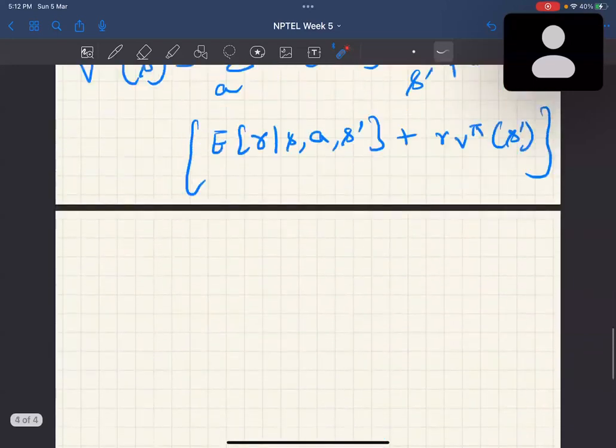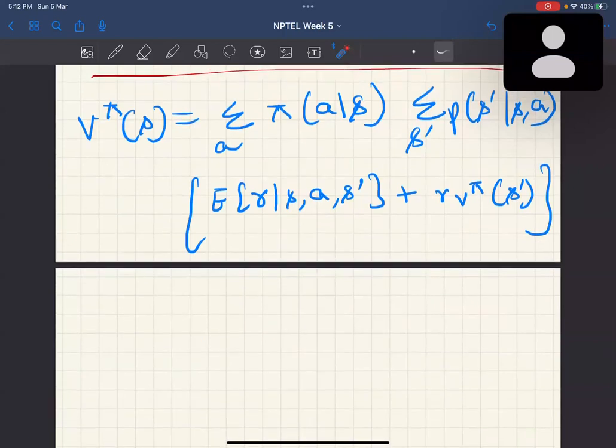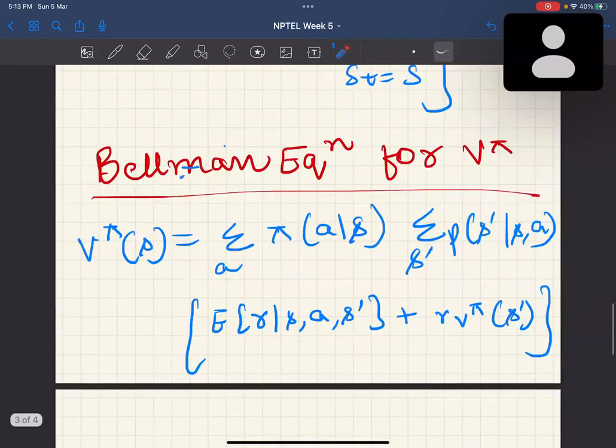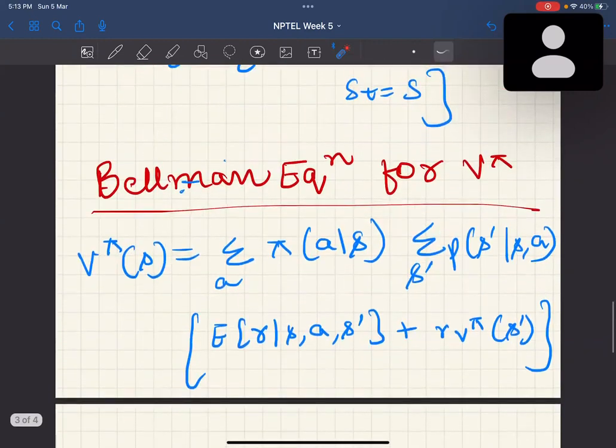Or any doubt, I can explain again. Just the portion of expected reward, what we are calculating is for A and S dash, and then this portion, V pi of S dash, is multiplied by gamma, right? Yes.